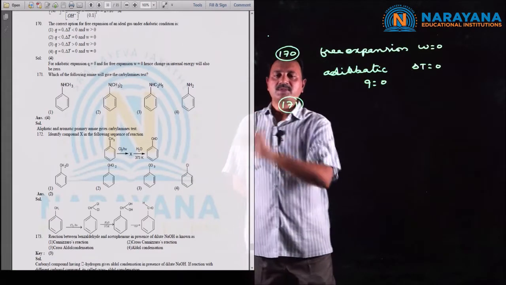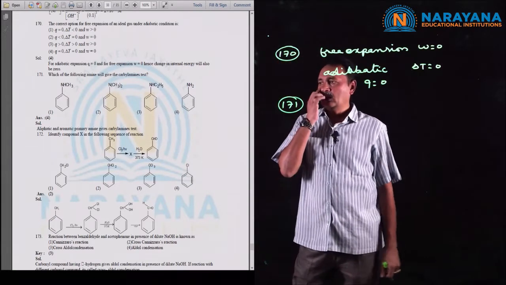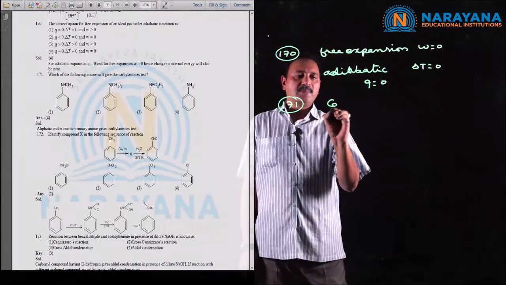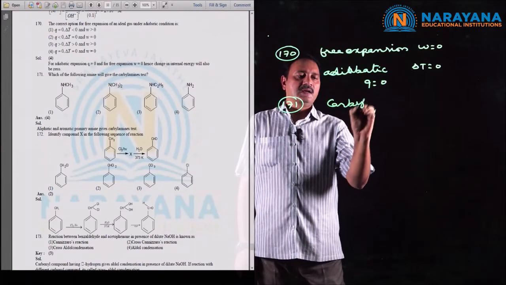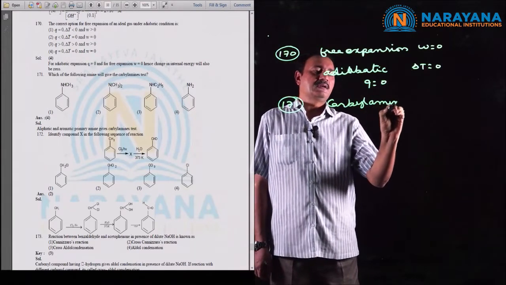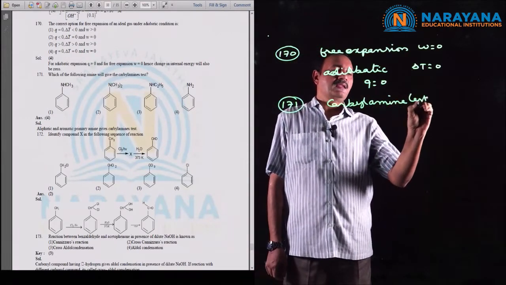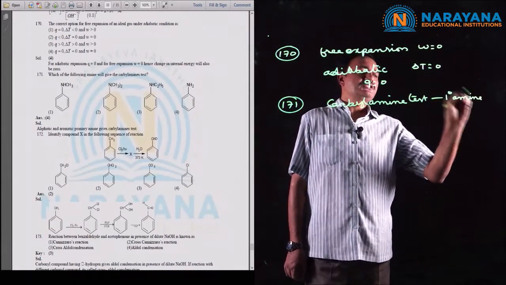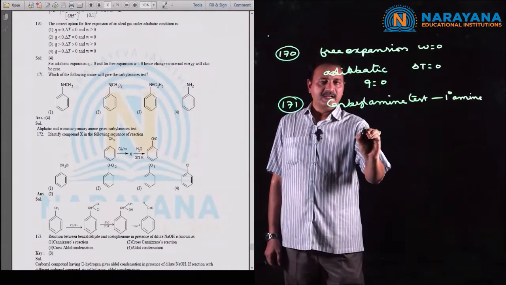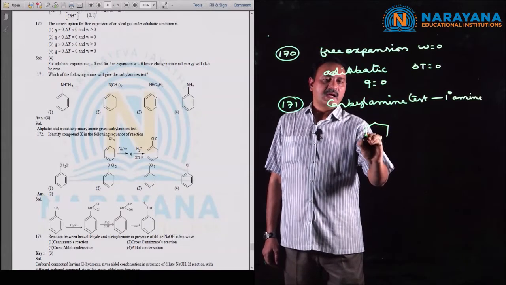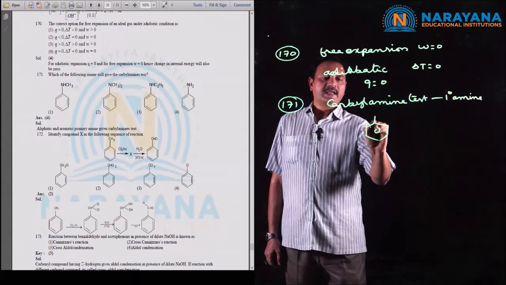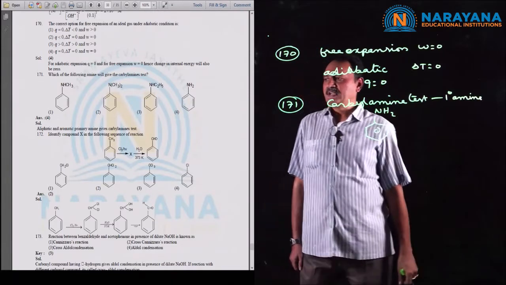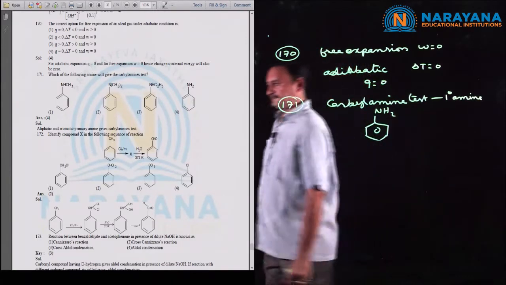Next question number 171. Which of the following amines will give the carbylamine test? Carbylamine test is given by only primary amines. That is, we have to select the primary amine among the given options, and the correct option is aniline, which is a primary amine. So the correct option is the fourth option.